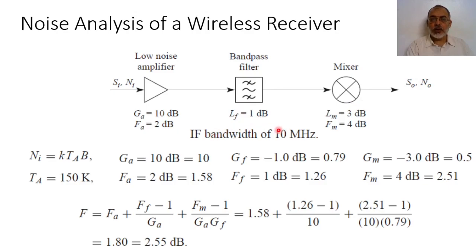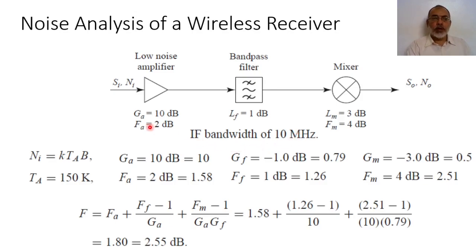It is assumed that the IF bandwidth of the band pass filter is 10 MHz. So this is actually the bandwidth of this receiver system. We are assuming that this receiver is connected to a receiving antenna, and the equivalent noise temperature for this antenna, T antenna, is 150 Kelvin. So the input noise is k T_A multiplied by B. T_A is 150 Kelvin and B is the bandwidth, which is 10 multiplied by 10 to the power 6 hertz.